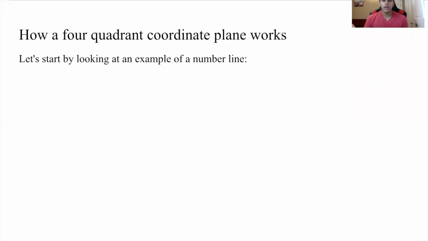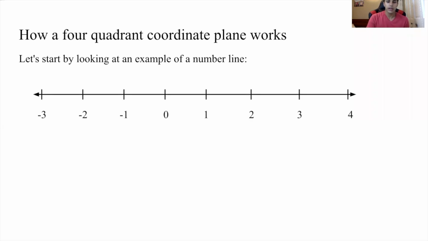So when we're going to talk about how a coordinate plane works, you might already know what a coordinate plane is, but in case you don't, it's best to start from the basics. And the basic that I'm talking about is a number line. The number line and a coordinate plane are very closely related. So below I have an example of a number line.